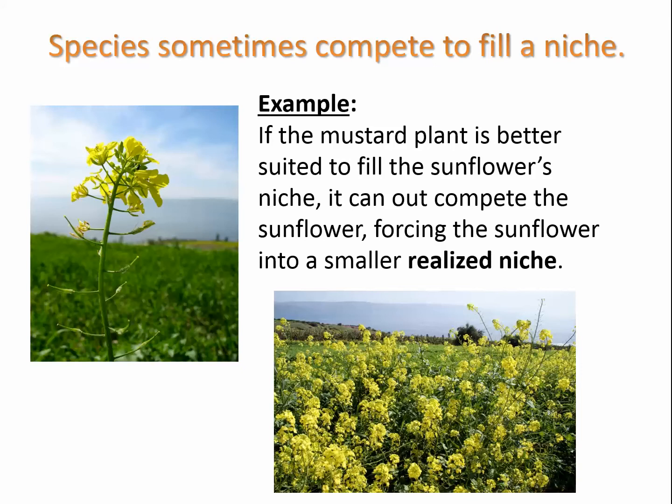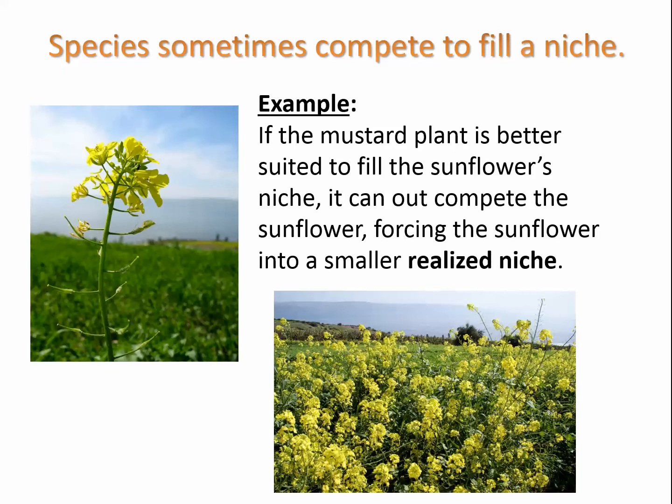Species sometimes compete to fill a niche. So for example, if the mustard plant is better suited to fill the sunflower's niche, it can outcompete the sunflower, forcing the sunflower into a smaller realized niche. So here we see a mustard plant, which has basically taken over a whole section of land. And we actually are seeing this right now in Santa Barbara. If you drive through areas, especially in the foothills, you will see hillsides covered with flowering mustard right now. And it's basically that mustard has outcompeted other plants because it is better suited to filling that niche.